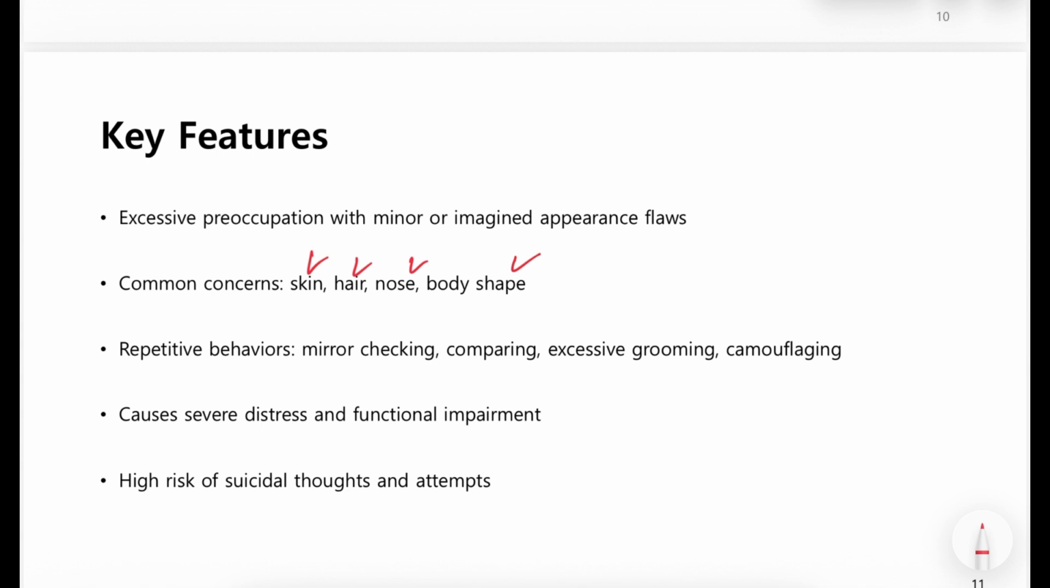Finally, one of the most serious aspects of BDD is the high risk of suicidal thoughts and attempts, which highlights the importance of early detection and effective treatment.